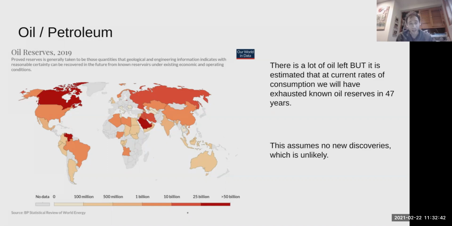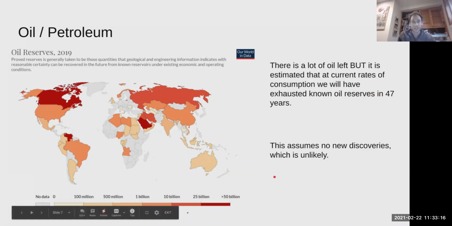We've gotten very good at extracting them, and we have made new discoveries. So there is a lot of oil left, but we use a lot of it. And given our current proven oil reserves, the oil reserves we absolutely know about and know we can get, at today's rate of consumption, we would run out in 47 years, which is not that far away. But this 47-year number assumes no new discoveries.